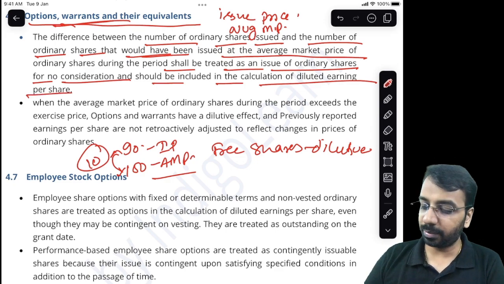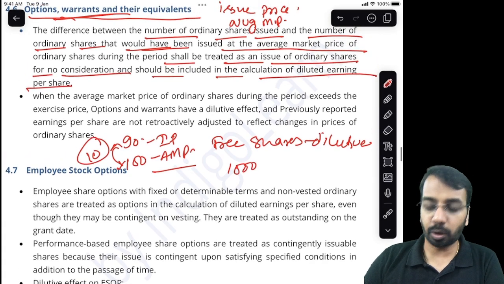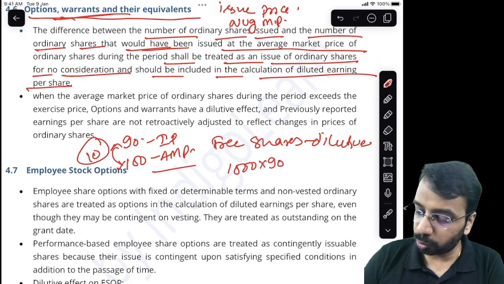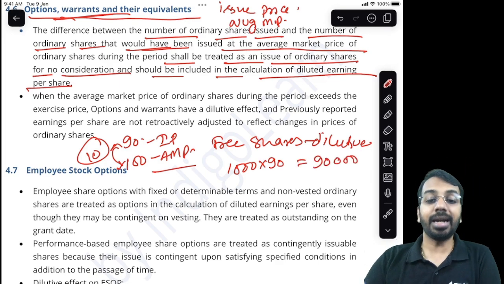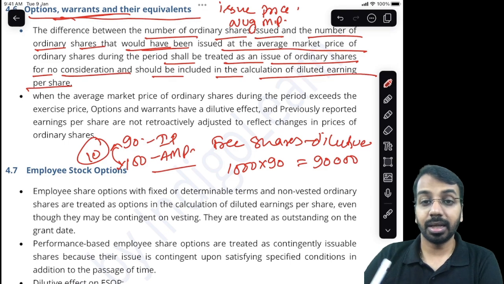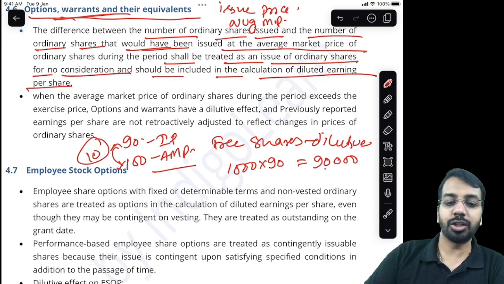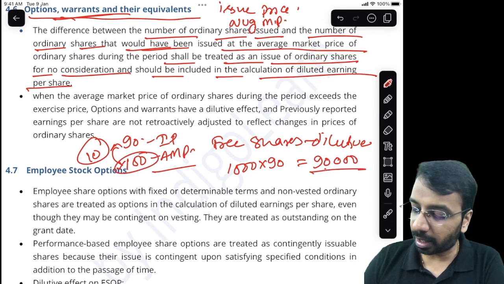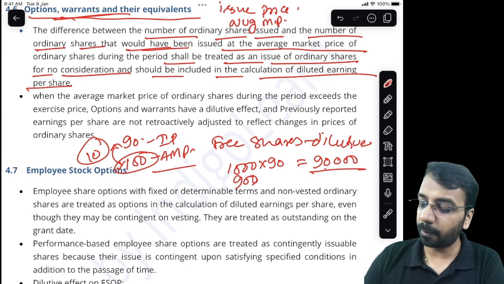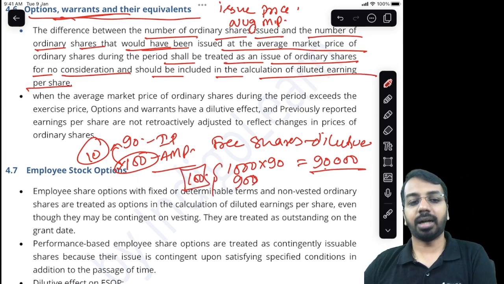So what it basically means is, for example, if there are 1,000 shares, and at what value will I issue? 90. So how much is the amount? 90,000. I would have collected 90,000. But if I had done issue at average market price, number of shares I would have issued is 90,000 divided by 100, that is 900 only. So 100 shares will be considered to be dilutive. Remaining shares will be ignored.